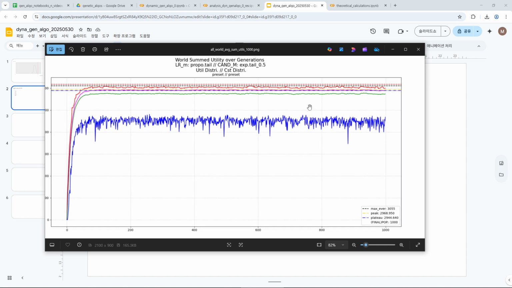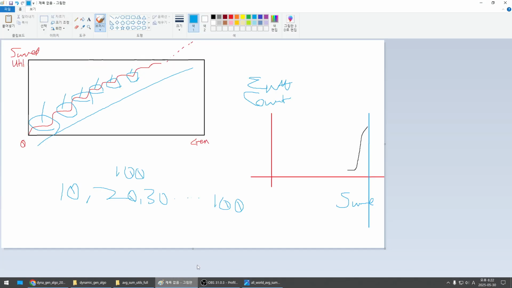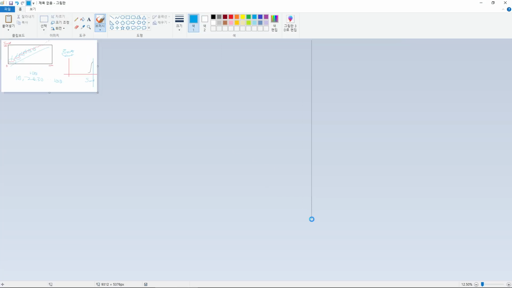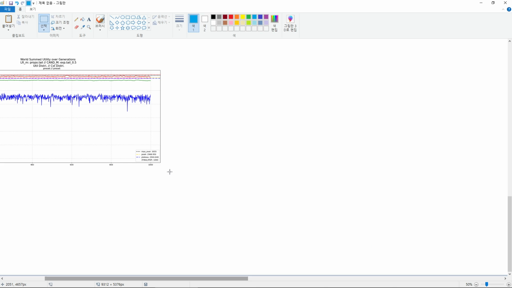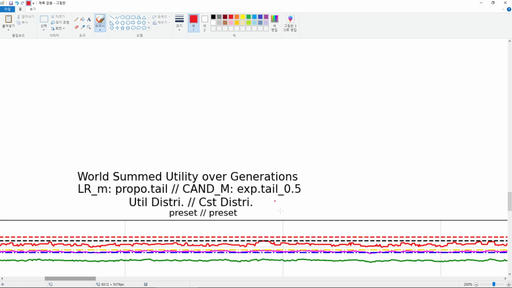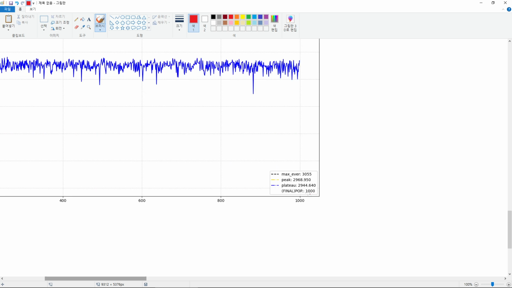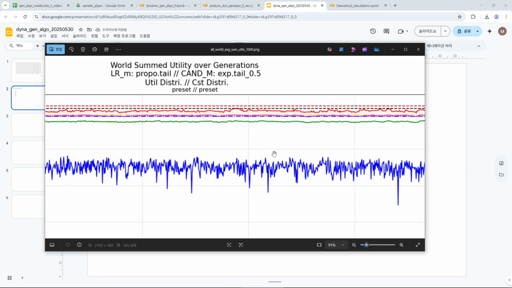Now, because the candidate percentage has been increased from 0.2 to 0.5, the maximum ever is 3055. So that's the highest we've seen so far, right? But this is still in one big era.